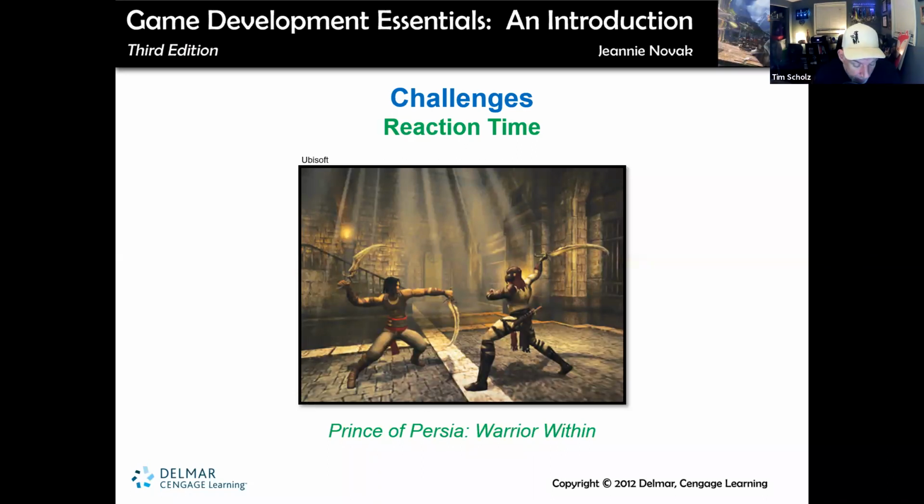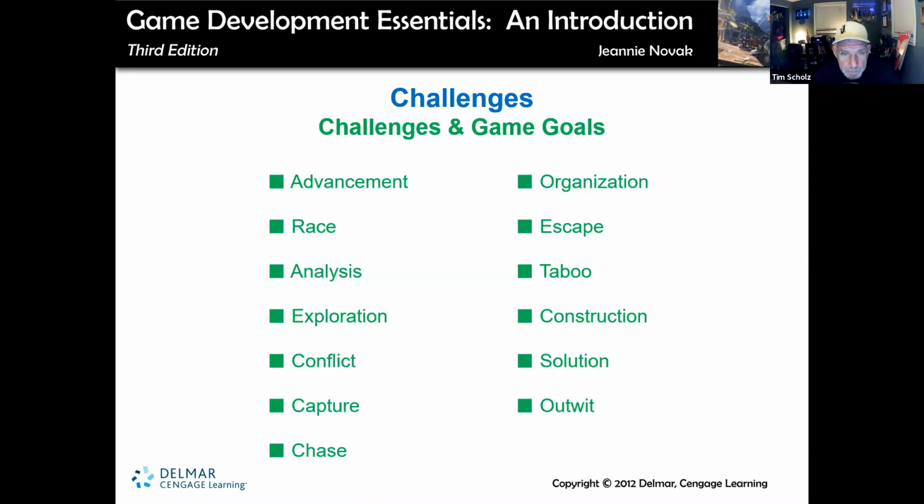One of the simple challenges that's used a lot in action type games is reaction time. The challenge is specifically how quickly you can react to something that happens on the screen. That means the quicker the reaction, the better the results. Part of the challenge of fighting games is that it's kind of a reaction time test.